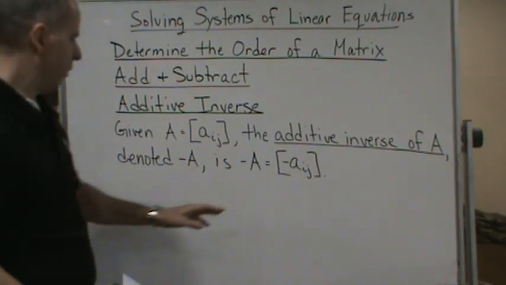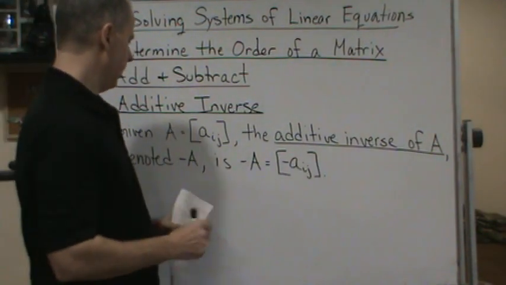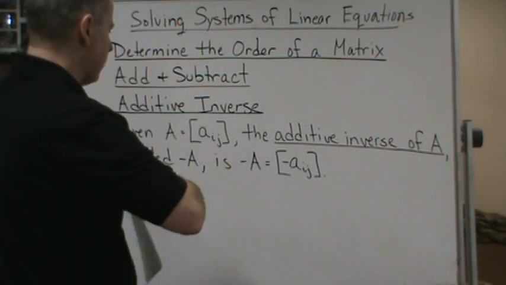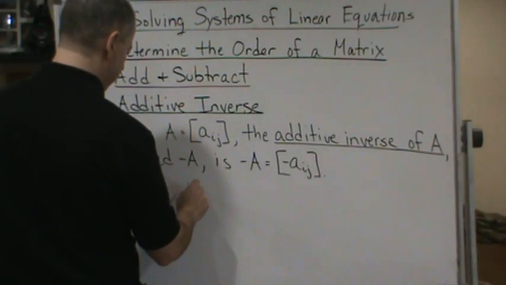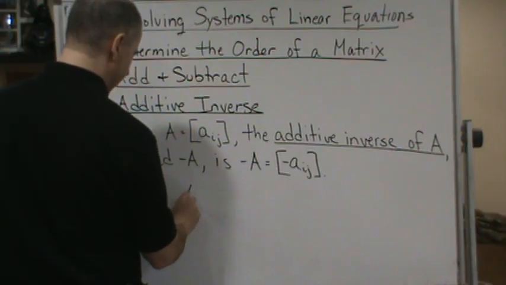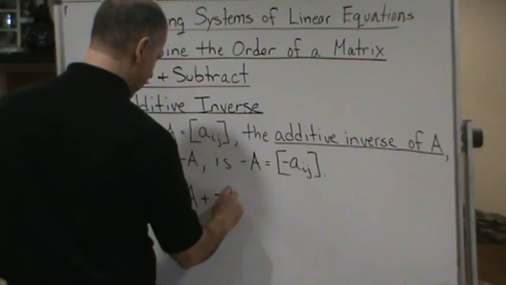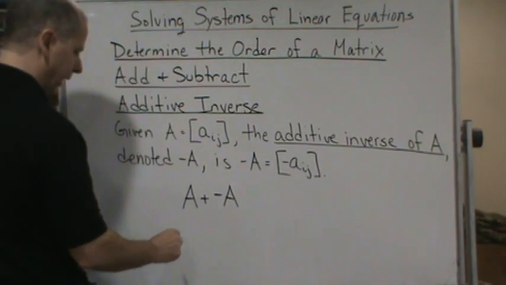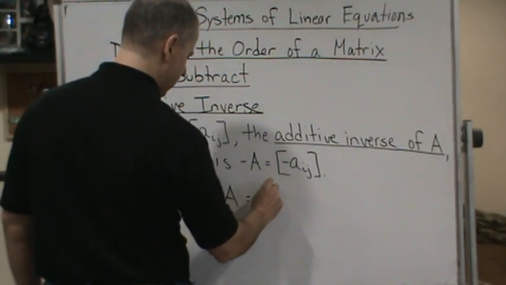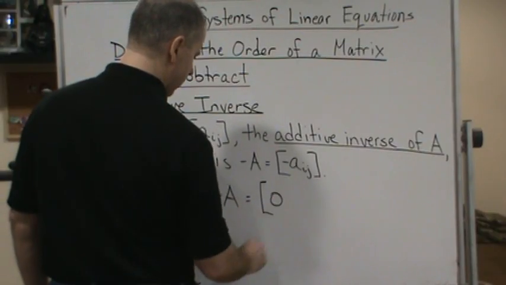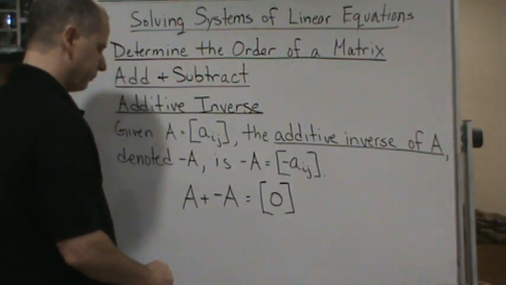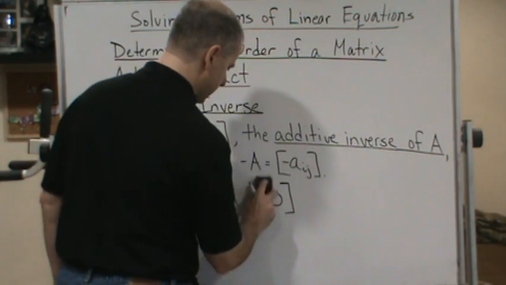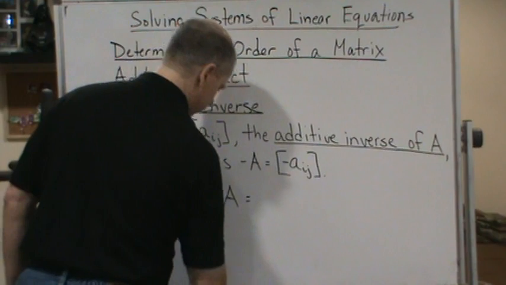And then of course, when we add these two together, we get the additive identity matrix, which we'll introduce later on. A plus the opposite, negative A, will give us what? The 0 matrix, right? Which we denote just as a 0.